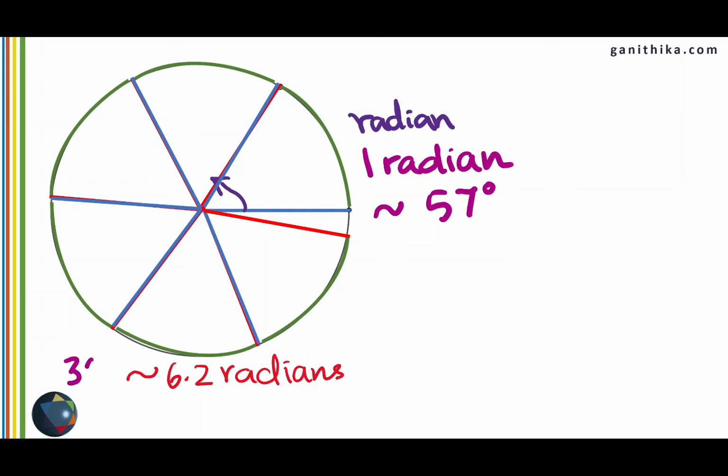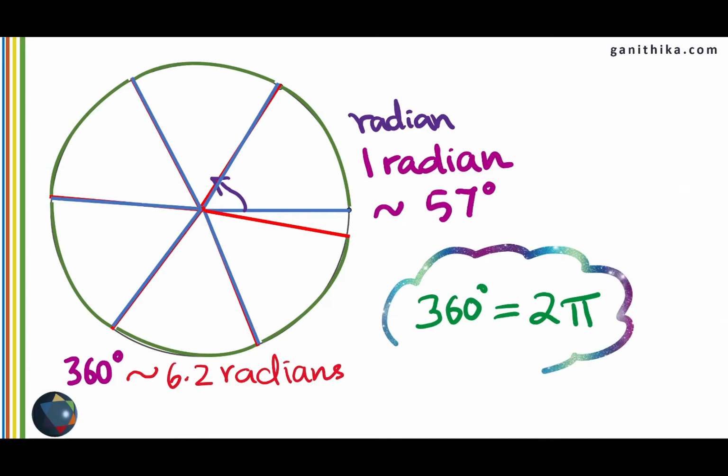Previously, we saw a circle has 360 degrees. Therefore, 360 degrees is approximately equal to 6.2 radians. In fact, 360 degrees is equal to 2 pi radians, where pi is an irrational number. More about radians can be seen in the topic trigonometry on the website Ganitika.com. In this video, we will only be dealing with degrees.